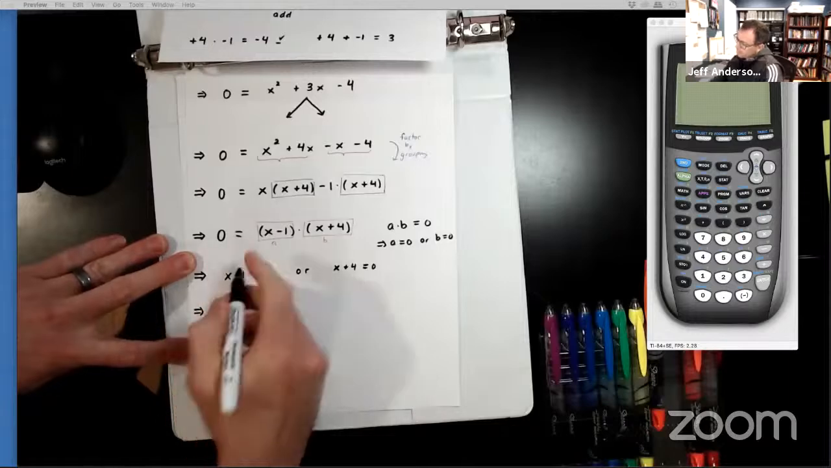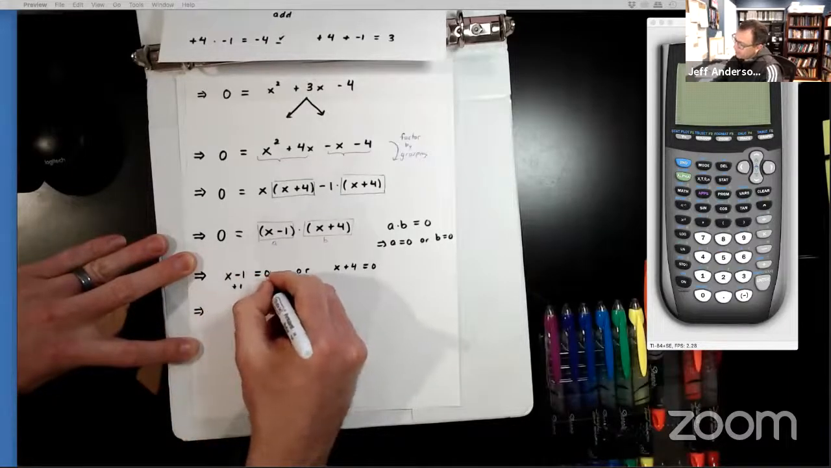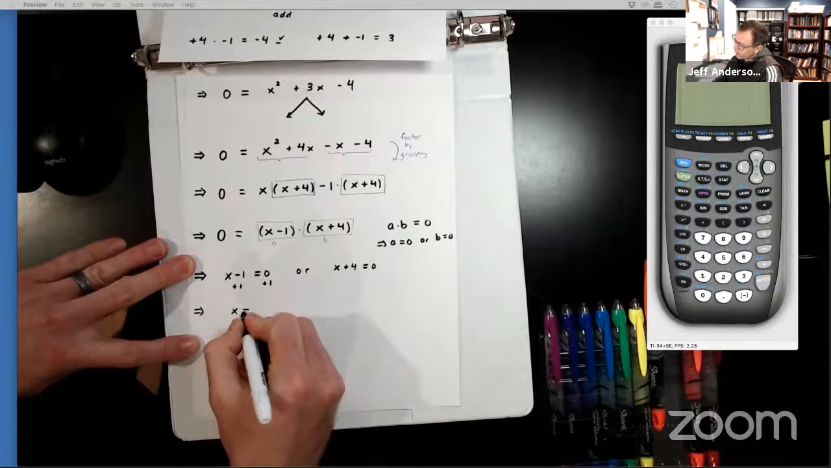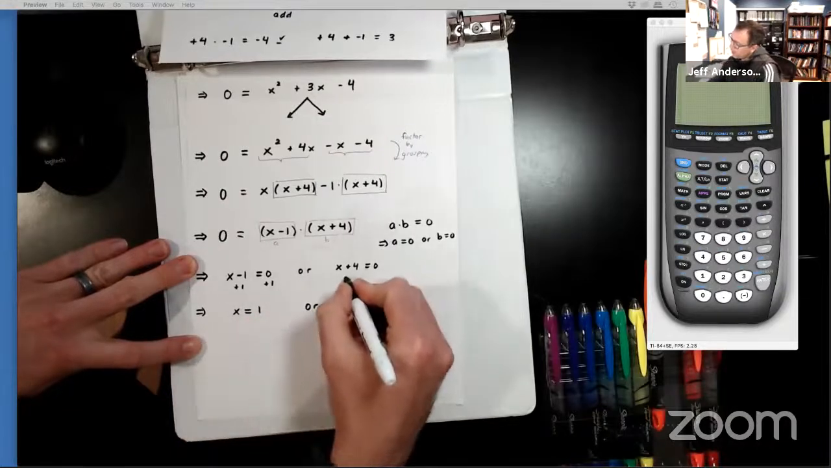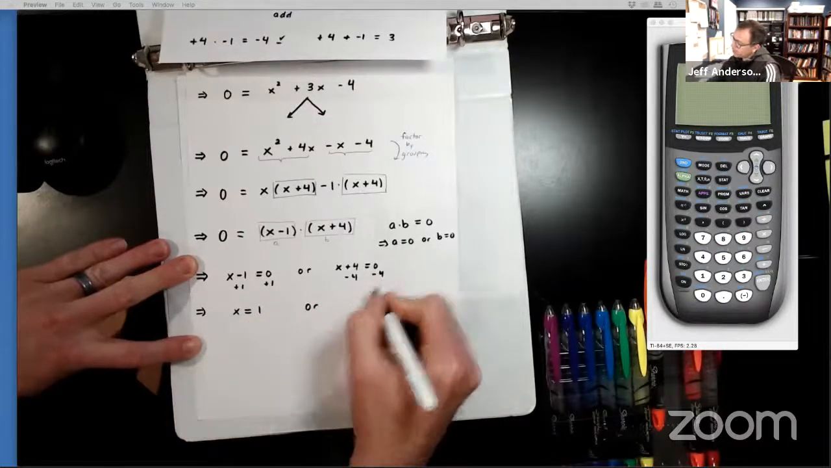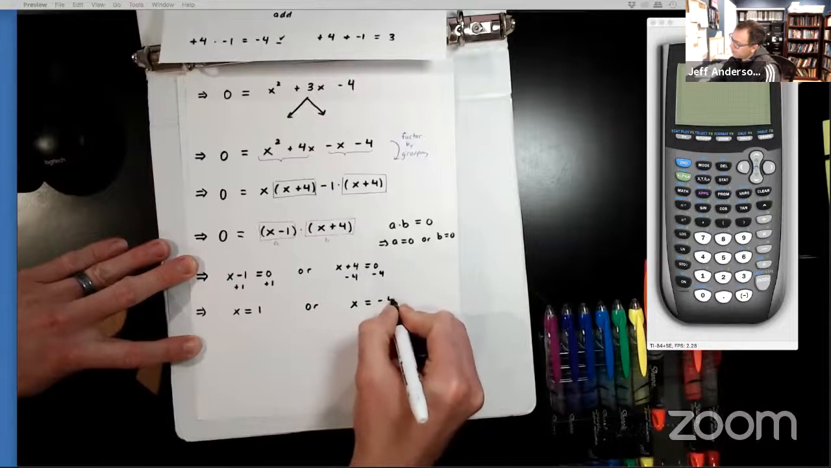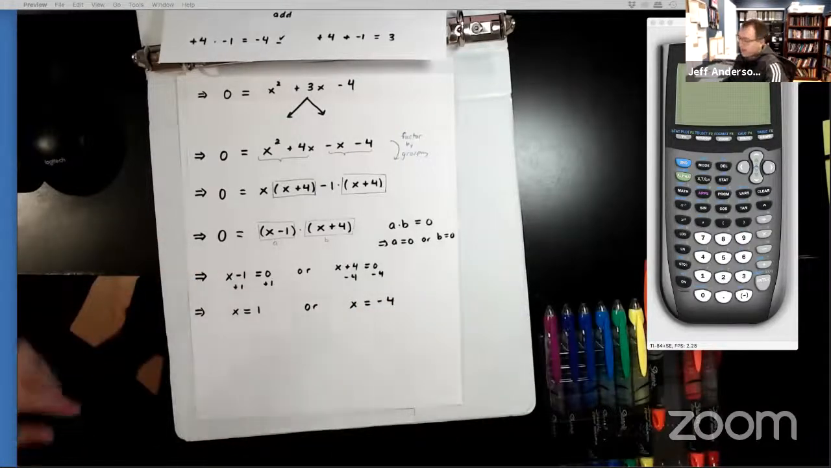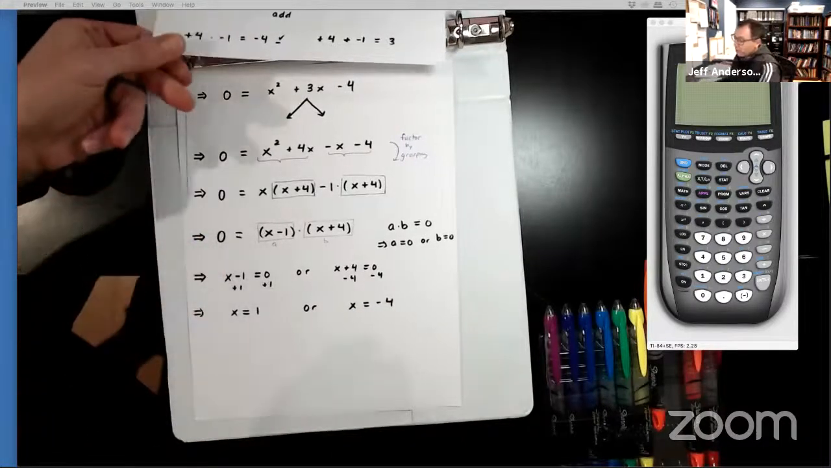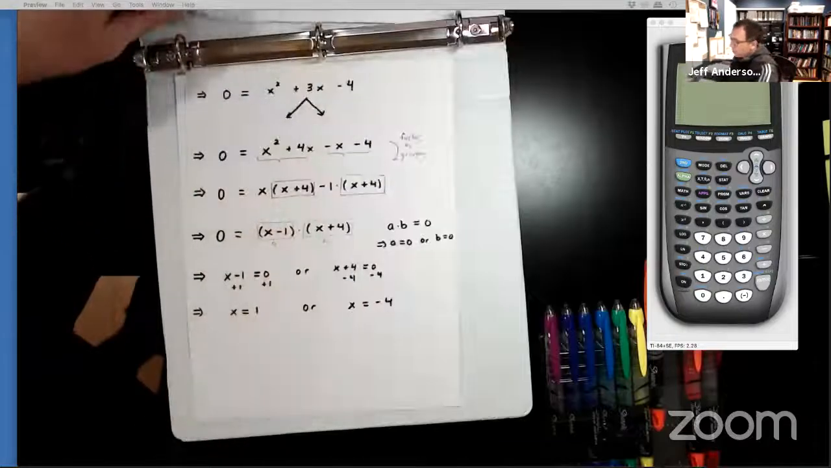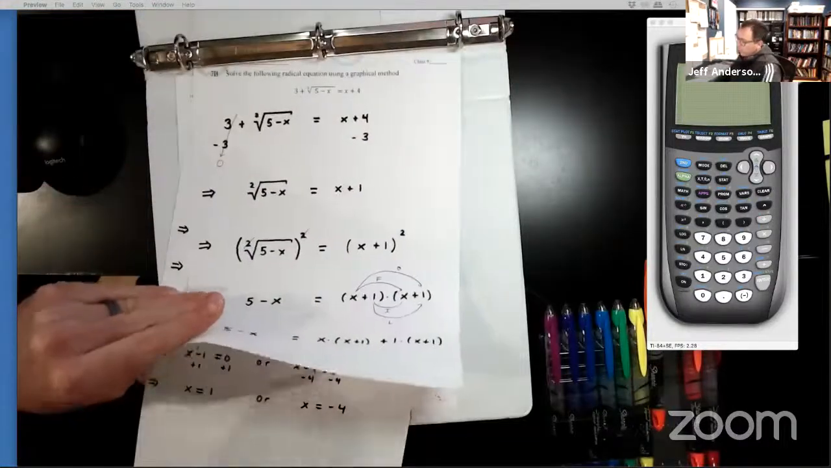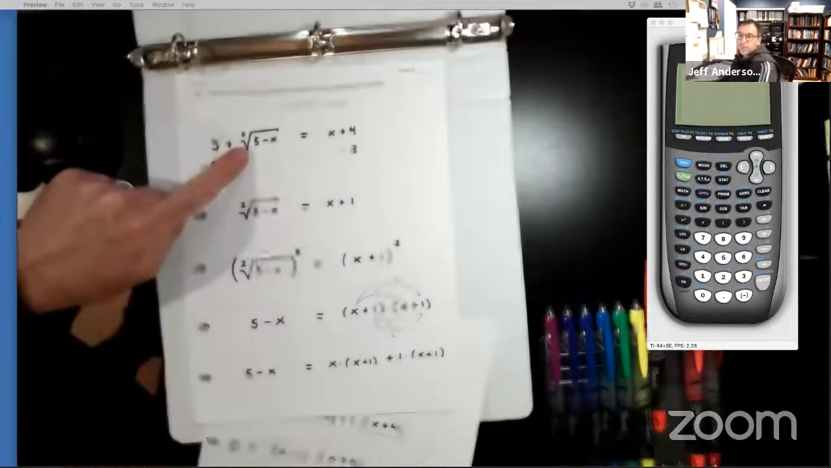Well, if x minus 1 is 0, I can get rid of the 1 by adding it. This would mean that x is 1. And if x plus 4 is 0, I can subtract 4, and I see that x is equal to -4. So those are two possible solutions. But remember that the original equation looks like this.